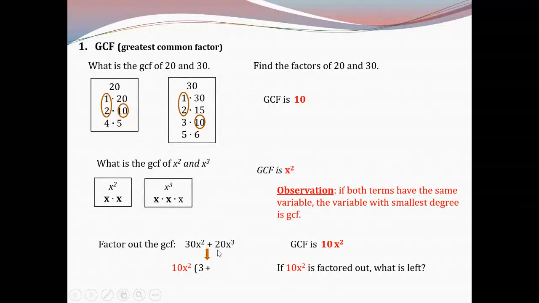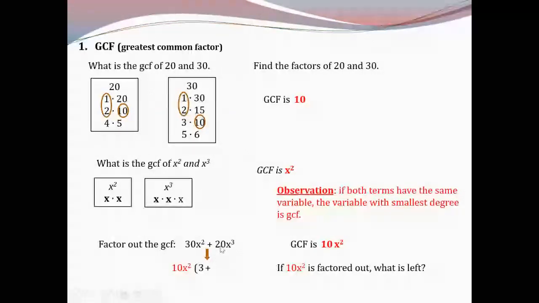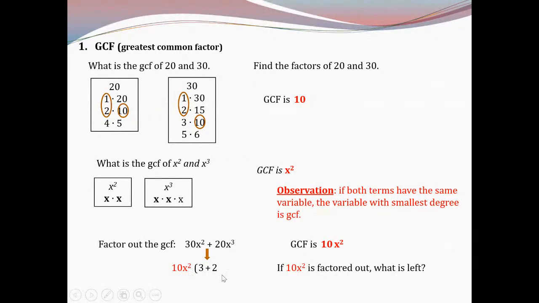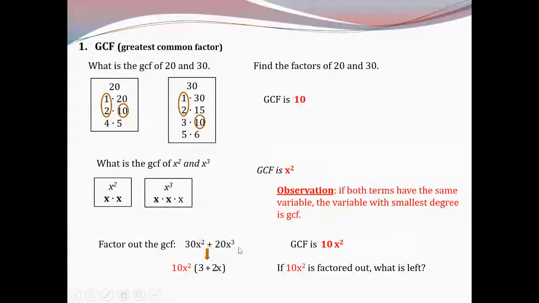Now here, I'm going to do it a little differently. Instead of multiplying, I'm going to divide. What's 20 divided by 10? The answer is 2. We have x squared, and we need x cubed. How many more x's do we need? Just 1. So this is what's left. This is how you factor this expression completely.